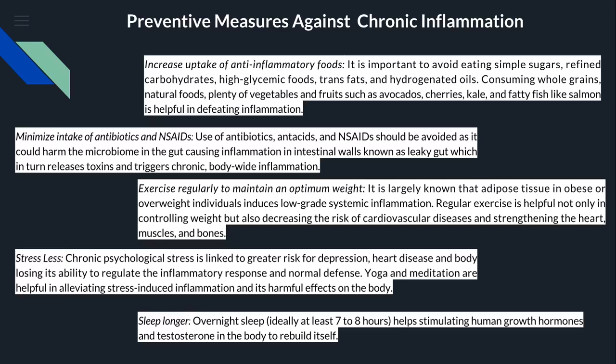So they say overnight sleep of 7 to 8 hours helps stimulate human growth hormone and testosterone in the body to rebuild itself. It helps even the immune system, it helps the body to regenerate, it helps the body to calm down. So most of these preventive measures are linked with management. Even if you're already having it, you can still find a way to prevent it from escalating to terrible levels.